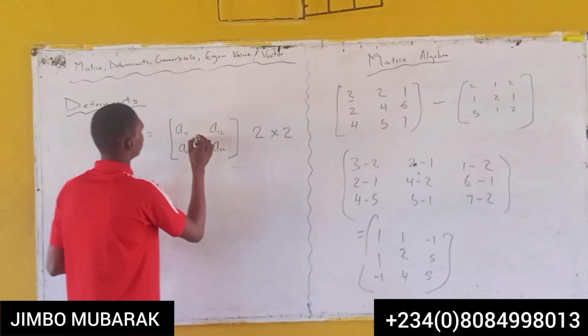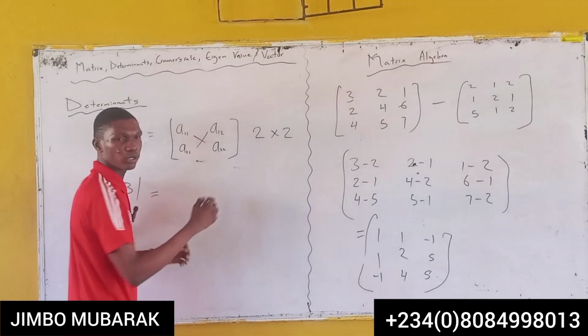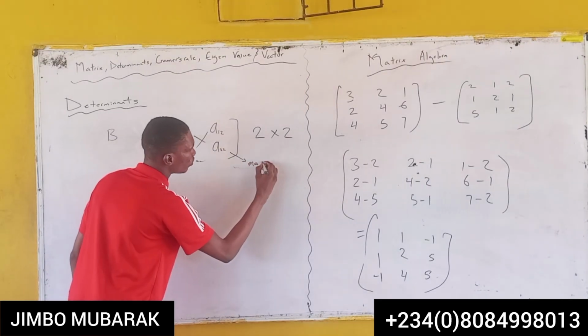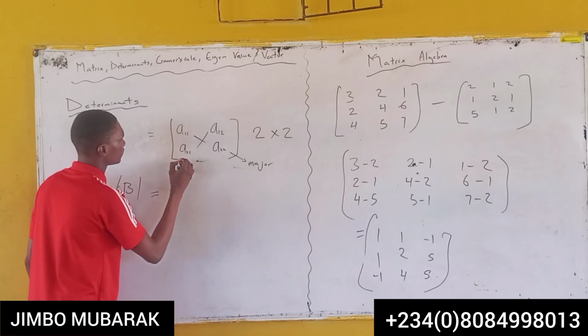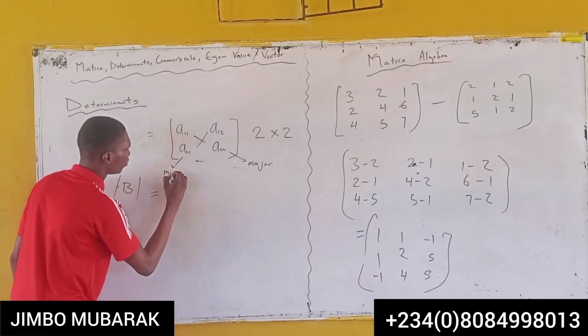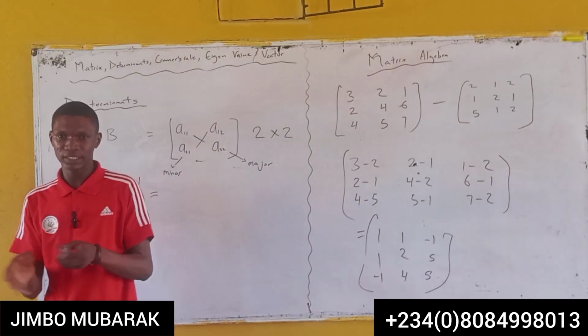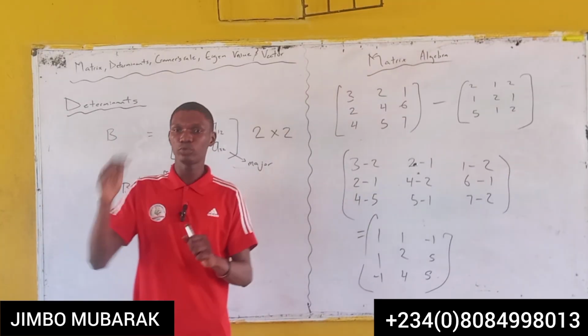Okay, before I move on to that, we have what we call the minor and the major. This is what? This is the major. And this is what? This is the minor. So what we simply want to do is that we want to subtract the minor from the major. That's it. Alright, for 2 by 2 matrix.